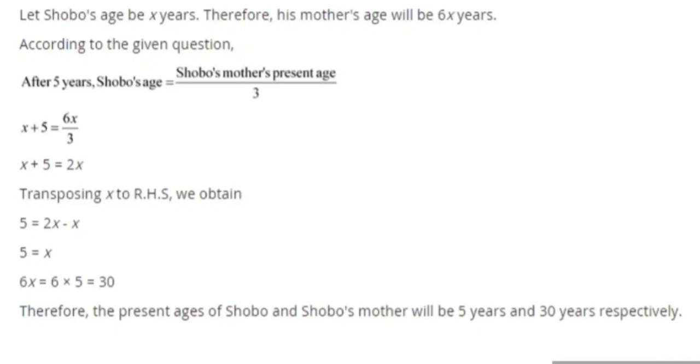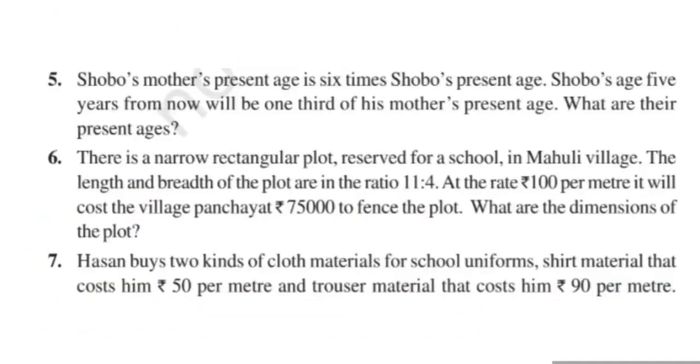which is 2x. Now transposing x to the right hand side, 5 is equal to 2x minus x, means 5 is equal to x. If x is 5, then 6x is 6 into 5, which means 30. So therefore the present ages of Shobo and Shobo's mother are 5 years and 30 years. See question number 6.